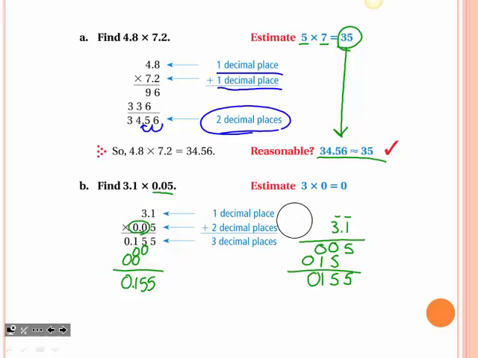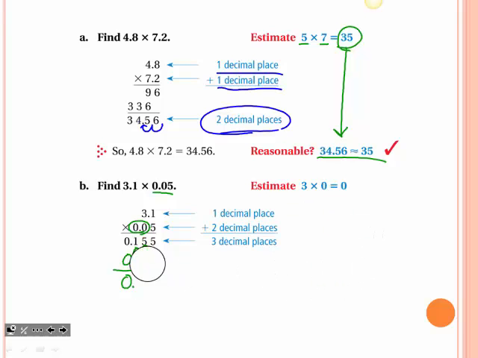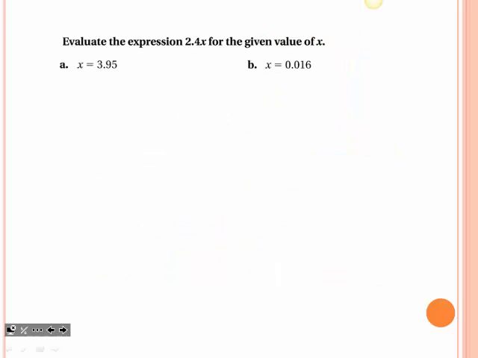But you still end up counting how many decimal places you have. In this case, we have 3 decimal places. So we count 1, 2, 3, and that's where our decimal point goes. So 3.1 times 0.05 equals 0.155. All right?